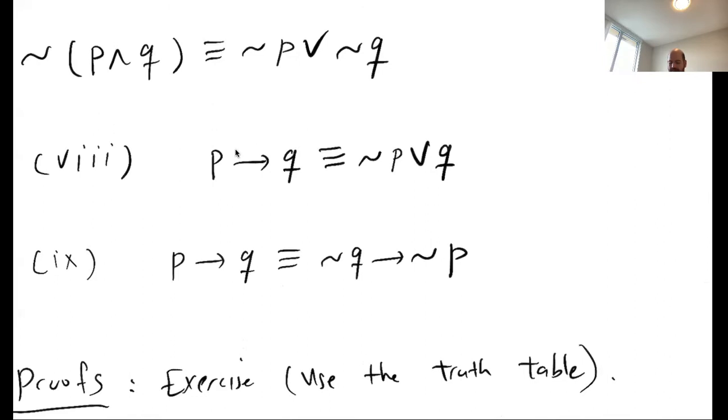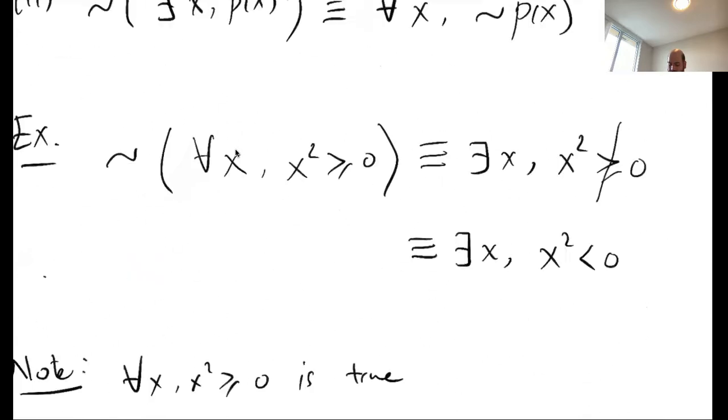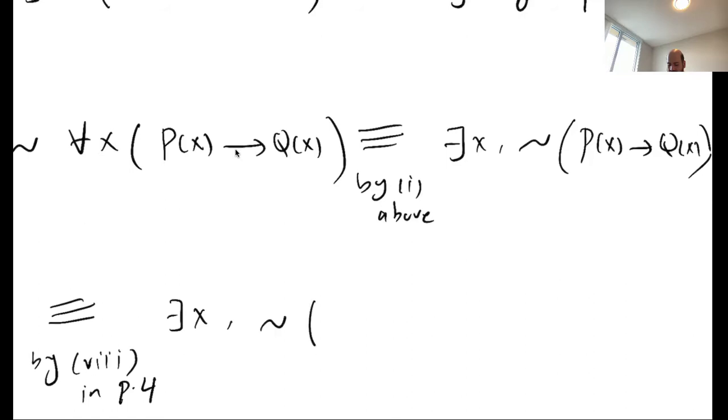Here, P implies Q is equivalent with negation P, disjunction Q. I want to use this identity. So it's identity 8 on page 4. So I can say that this one, by 8 on page 4, is the same as there exists x with negation P of x or Q of x.